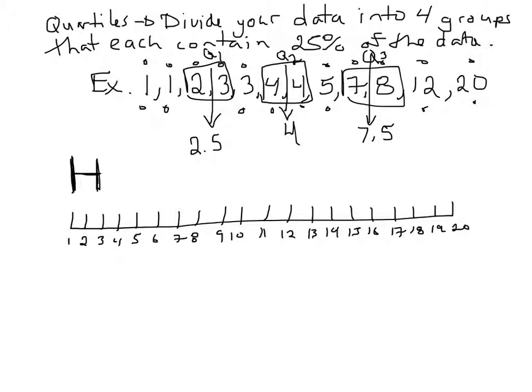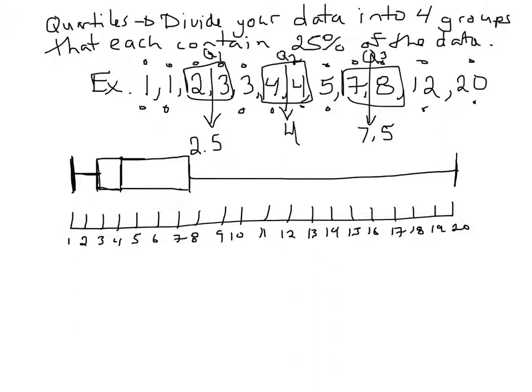Okay. Then I want you to put another line at your Q2, which in this case is 4. And you make a box between Q1 and Q2. Okay. Then I want you to put another line at Q3, which is 7.5. And you make another box between Q2 and Q3. Finally, you're going to put a line at whatever your maximum is. So for us it's 20. And you're going to connect those two lines. So that will be what my box and whisker plot looks like for my data.